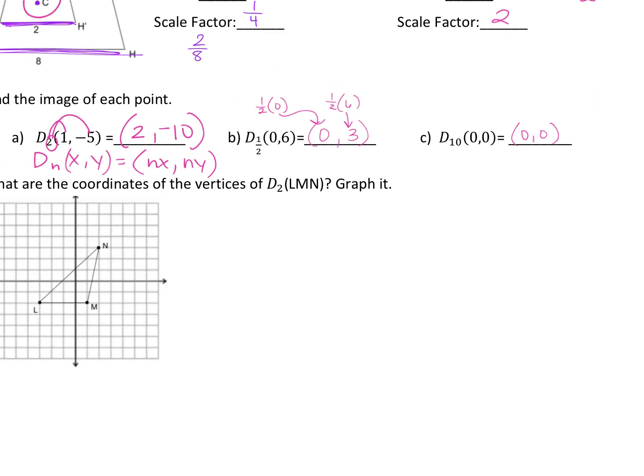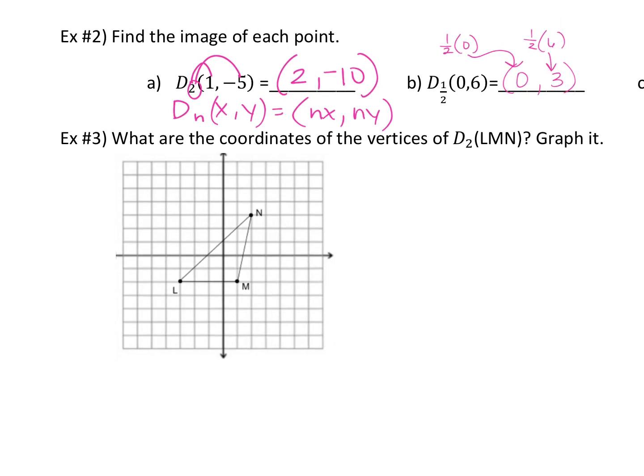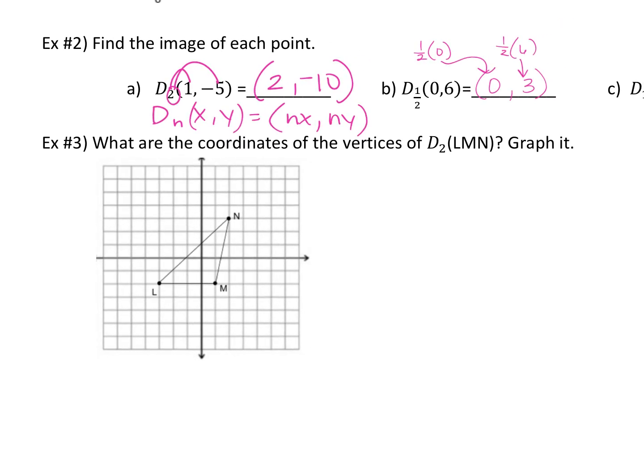Okay. Last thing. This says, what are the coordinates of the vertices of a dilation of 2 of triangle LMN? And graph it. Okay. I think on these ones, it's easiest. You can think of it as a relationship from the point of dilation. When it's on a coordinate plane, our point of dilation is always going to be 0, 0. Okay, every time.